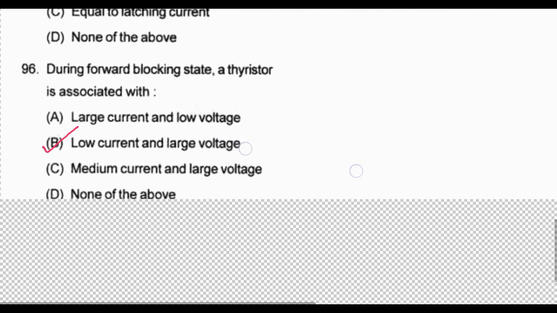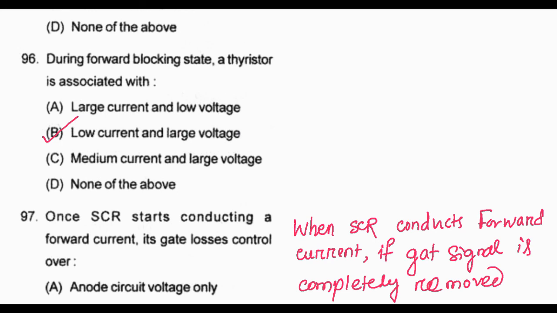During forward blocking state, a thyristor is associated with option A, large current and low voltage, option B, low current and large voltage, option C, medium current and large voltage, option D, none of the above. So during forward blocking state, the thyristor is associated with low current and large voltage, because it blocks the forward current and the whole voltage will be present across that thyristor, and the current is very low, and this is the leakage current in forward blocking state.